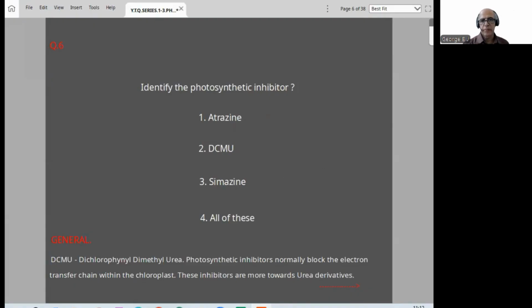Identify the photosynthetic inhibitor. As such, it is not in NCERT, but it is good if you know, like a respiratory inhibitor, a photosynthetic inhibitor. All these chemicals, atrazine, DCMU, simazine, answer-wise, it is all of these. And I have given some description, because if you read it, it will be convenient for you. DCMU, dichlorophenyl dimethylurea. Photosynthetic inhibitors normally block the electron transport chain within the chloroplast. That is the normal function of inhibitors here. These inhibitors are mostly urea derivatives. I think the idea is clear. Now we can proceed to the seventh one.